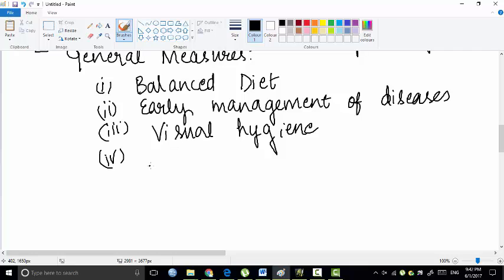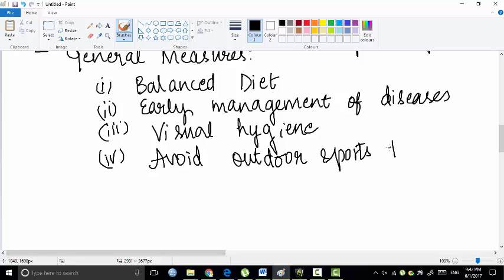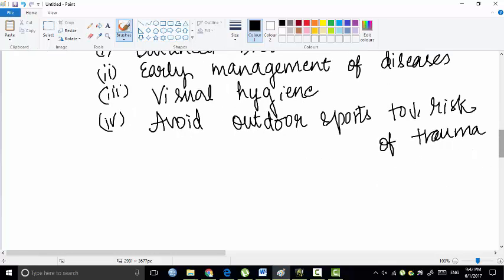And the fourth is avoid outdoor sports to decrease risk of trauma. But though this is not true, because outdoor sports are really good for our health, I don't advise this because it's not generally necessary, because it's our age to play.